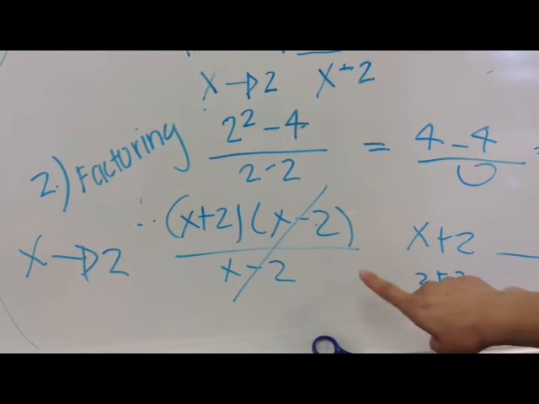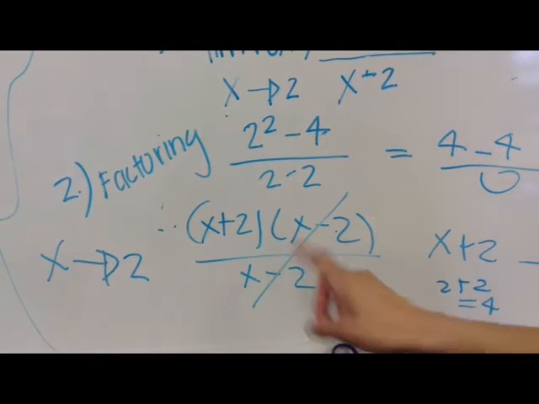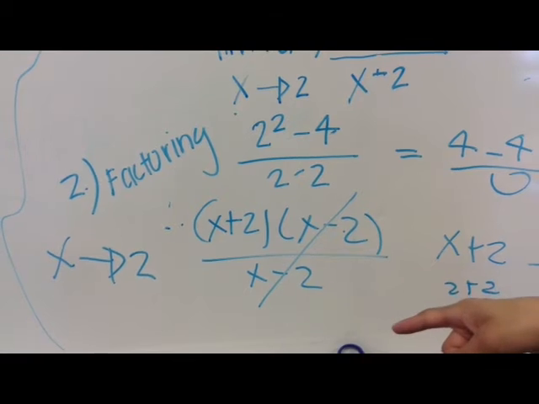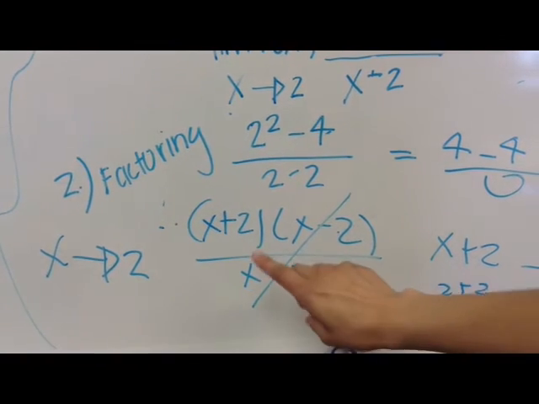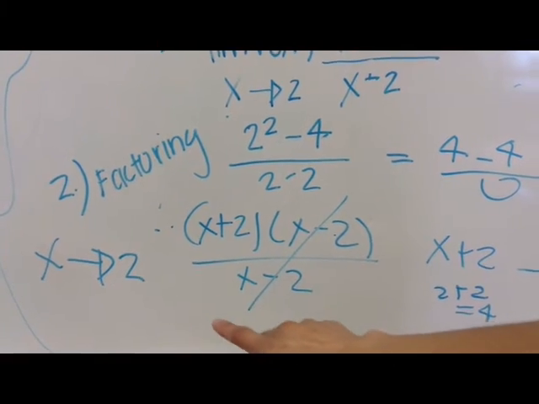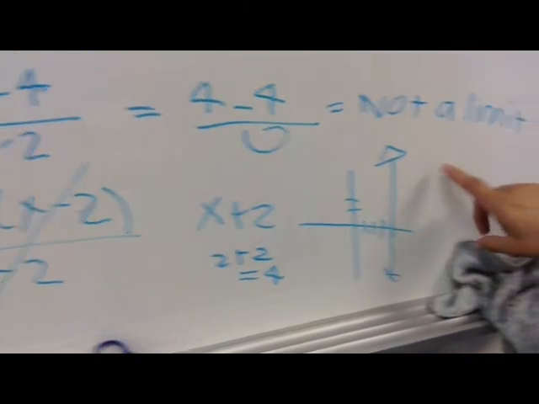Another example is x plus 2, x minus 2. You could cross out x minus 2 on both sides, and then you're left with x plus 2, so you use 2 and plug it in for x, and it equals 4, so your limit is 4.